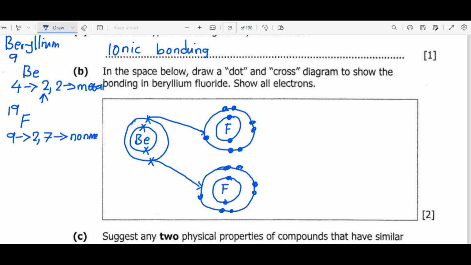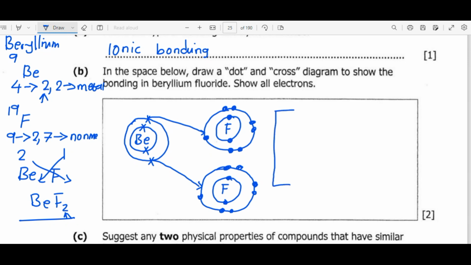That's why if you were to write the chemical formula of beryllium fluoride, it can be written like this. Beryllium has a valence of 2. Fluorine has a valence of 1. If we swap the numbers, beryllium fluoride will have a 2 here. So this is what it means: 2 atoms of fluorine to receive the 2 electrons coming from the beryllium. Then we can now finalize our answer.